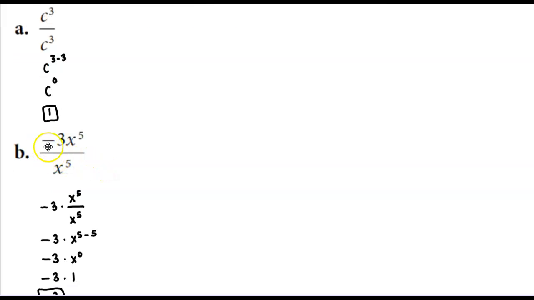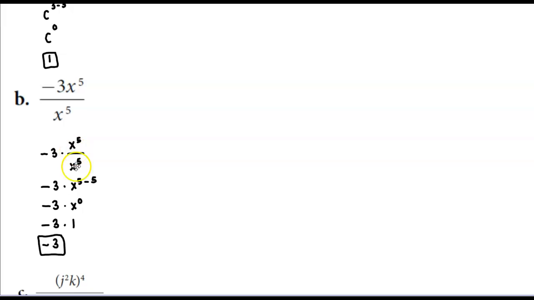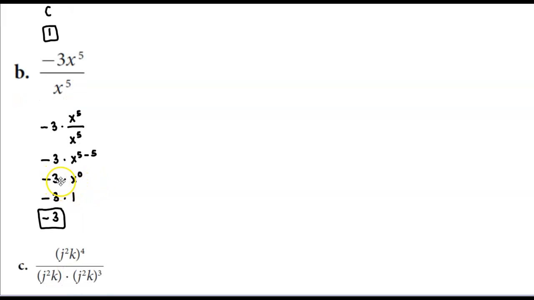Next, we have a constant, -3, times the variable x to the power of 5 divided by x to the 5th power. The -3 is factored out, and it's going to be times x to the 5th divided by x to the 5th because they have the same base. Since they have the same base, we're going to get -3 times the base of x to the power of 5 minus 5.